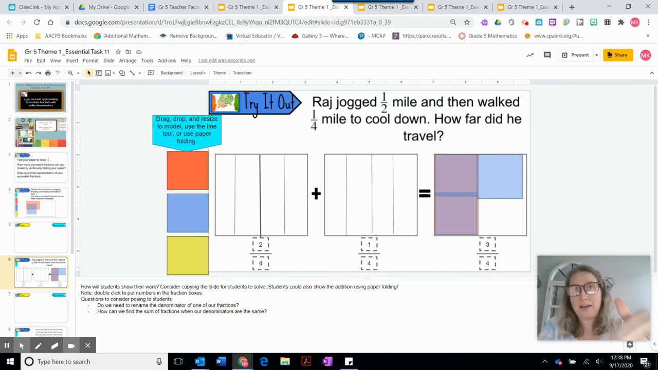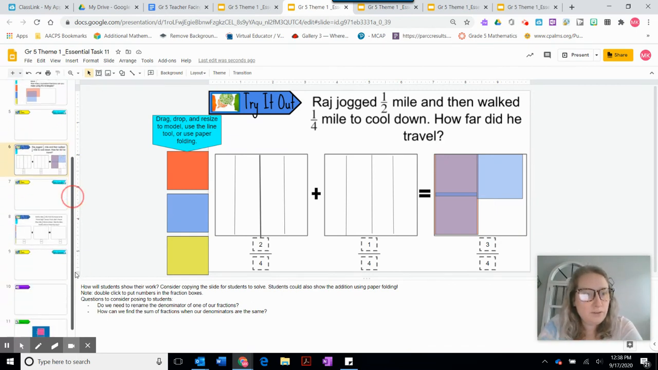do we notice any patterns when we're renaming these fractions? What patterns do we notice? We really want students to dig into that. How do we find equivalent fractions? Because building and drawing, as you know, isn't going to be our strategy forever.